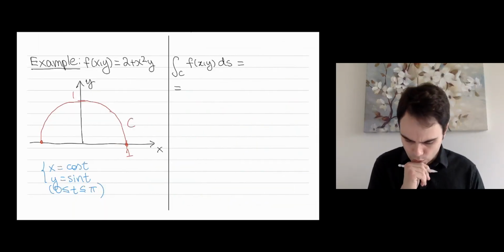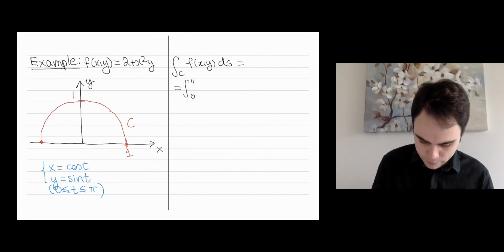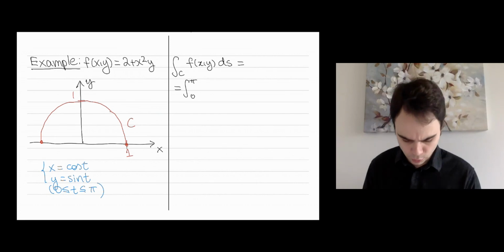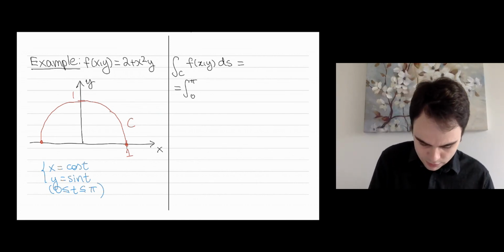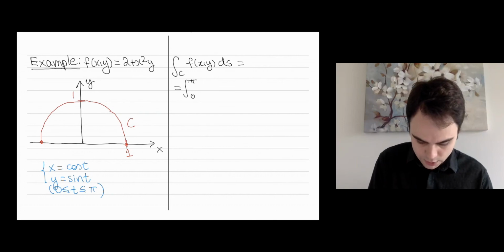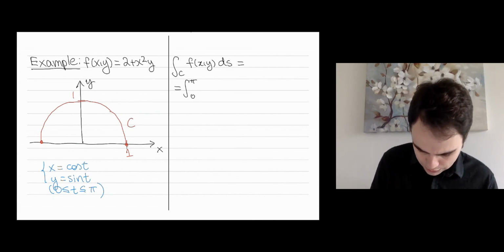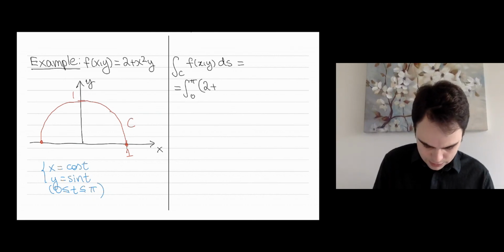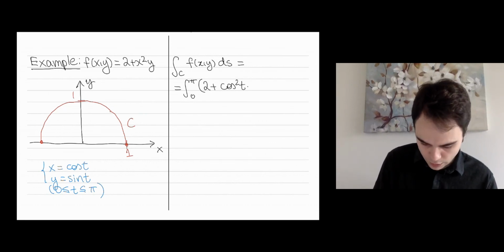Okay, so let's set up the integral. So we're integrating t going from 0 to pi, right? So now it's an ordinary integral with respect to t. Then you evaluate, so you just plug in the parameterization into the function we're integrating. So that's 2 plus cosine squared t. So that's x squared times y. Y is sine of t.